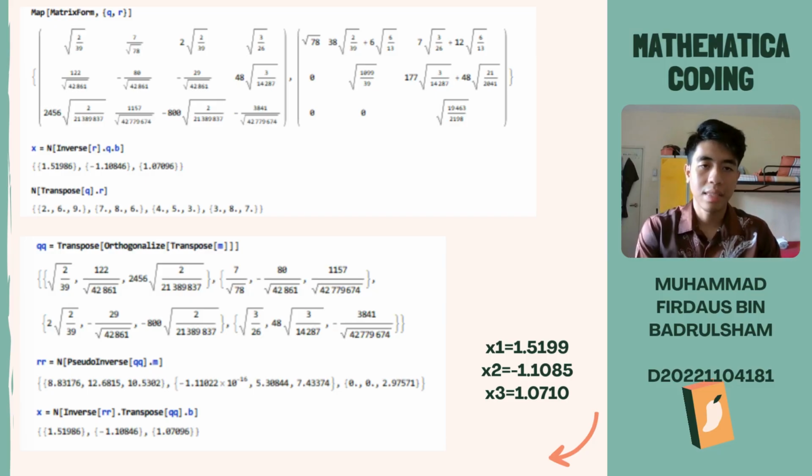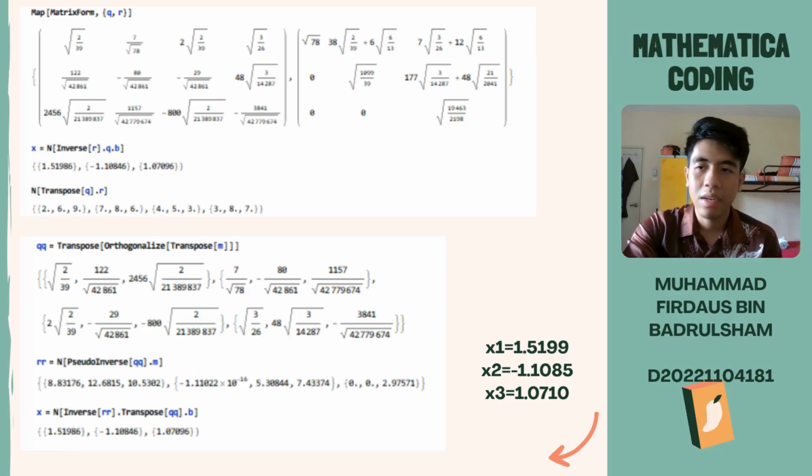The next part is x equals N[Inverse[R].Q.B]. We get the matrix and we transpose it to Q dot R. After that, we code QQ equals Transpose[Orthogonalize[Transpose[M]]]. We do this to double check the result. I manually created an orthonormal matrix QQ using the Orthogonalize function on the transpose of M. This serves as a manual verification of the QR decomposition.